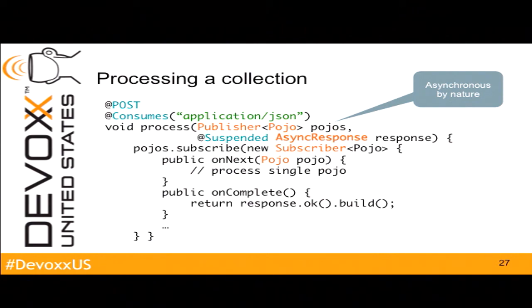Yeah? You don't need any extra annotation on the publisher argument? No. We don't need a context. No, because that's the entity in this case.